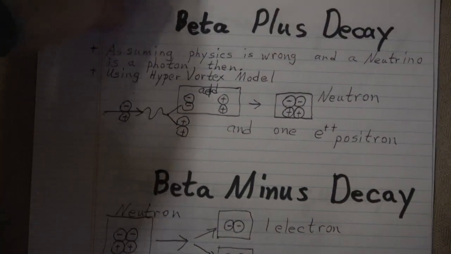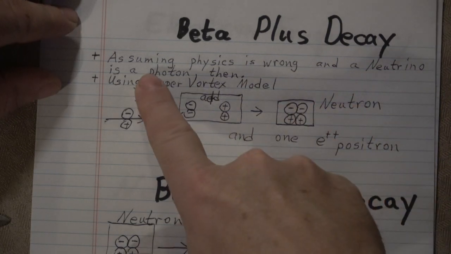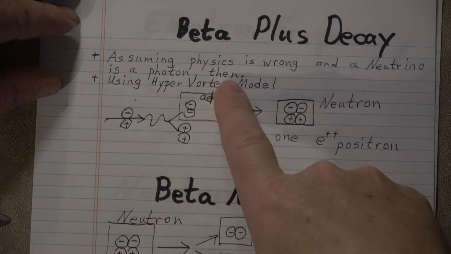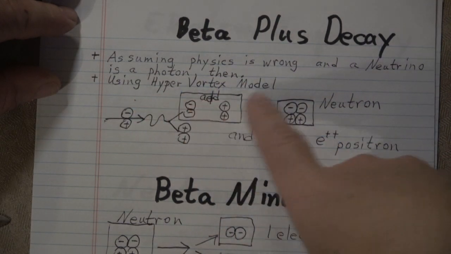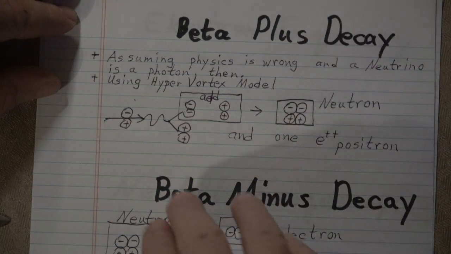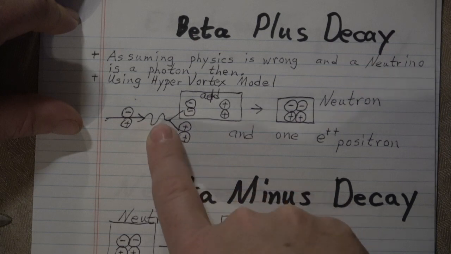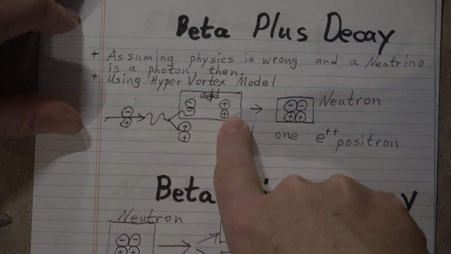Okay, taking this stuff into beta decay, or beta plus decay. One, I'm assuming physics is wrong and the neutrino is a photon. I'm also assuming that we're using the hypervortex model. So in this model, I'm taking a photon, which is a negative and a positive. So this is a high energy photon. It splits. The negative and positive add together.